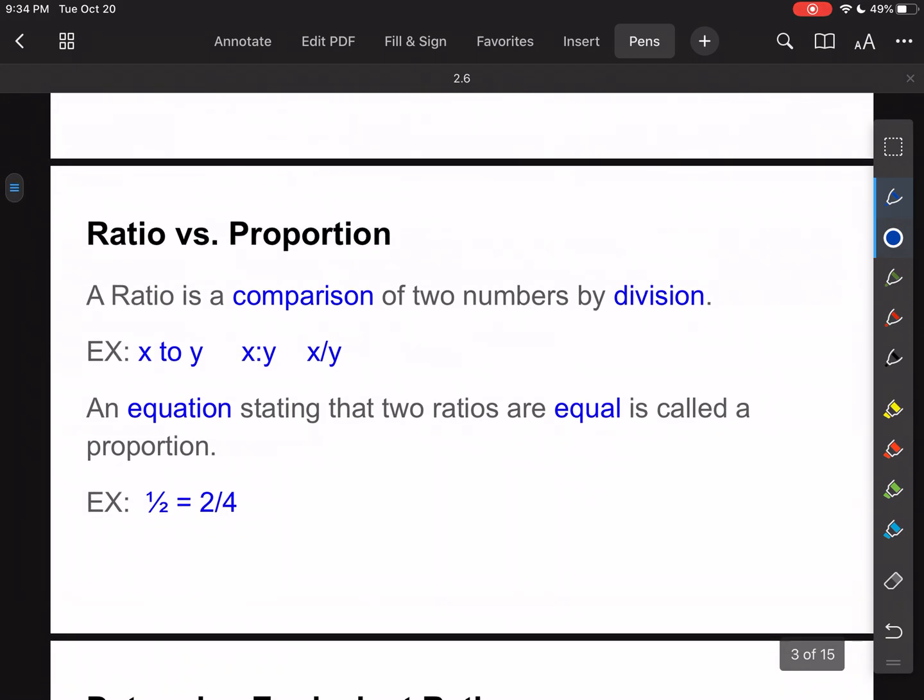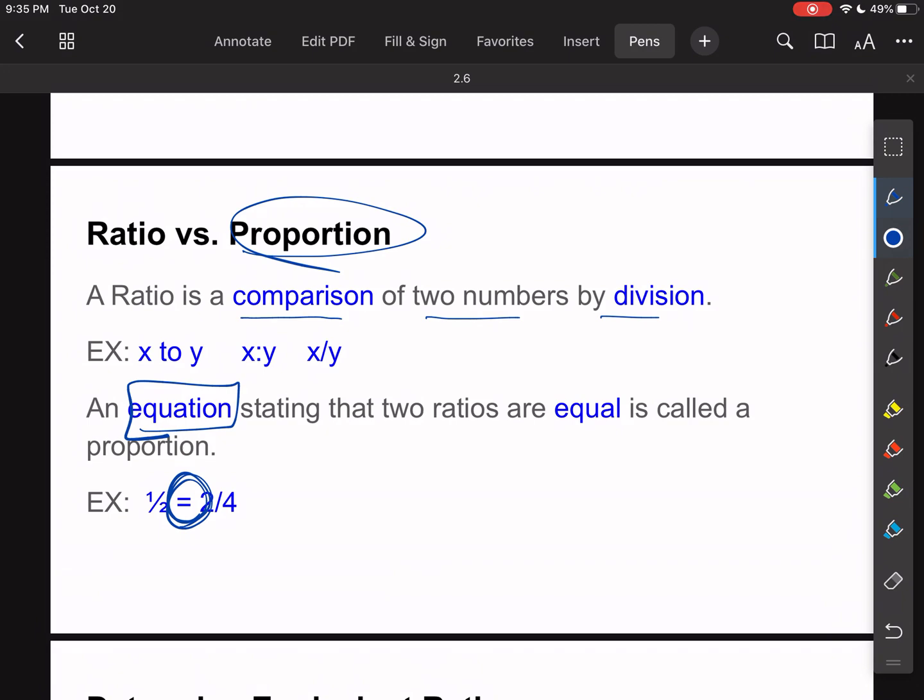A ratio is a comparison of two numbers by division. A proportion, on the other hand, is an equation. So there's an equal sign with proportions. It's when two ratios are equal. We call those proportions. So here I used a half and 2/4. A half is the exact same thing as 2/4. I showed that in a previous lesson with some pizza examples. But anyway, that is a proportion. So a proportion happens when we have equal ratios. Okay, so we have an equal sign.